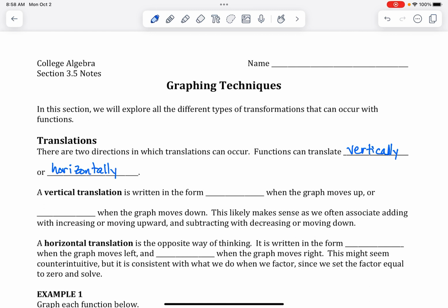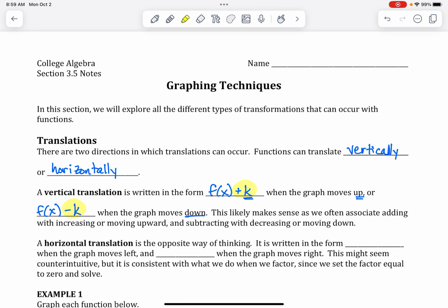All right. So a vertical translation is written in the form of f of x. So take whatever function, and then you're adding a constant, we'll call that k, when you're moving up, or f of x minus k when the graph moves down. So you're just taking the constant value and adding it outside of the function, or subtracting it outside of the function. And I think that makes logical sense because most of us associate adding with going upwards and subtracting with going downwards.